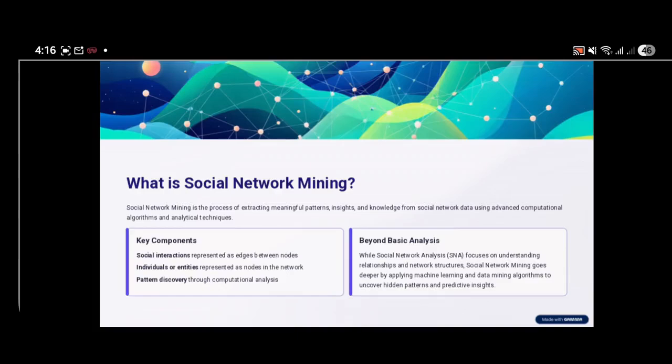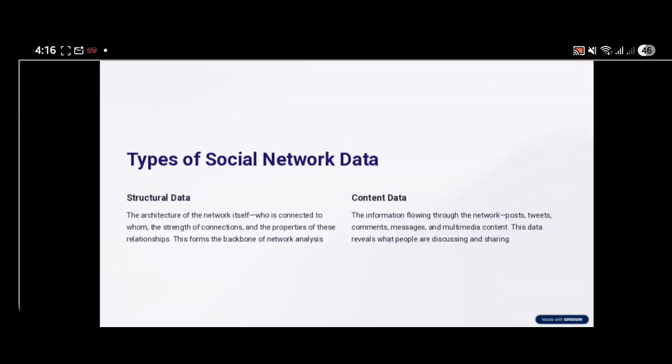Now, you may have heard of social network analysis or SNA. It's important to understand the distinction. SNA typically focuses on understanding the existing relationships and the static structure of the network. SNM goes a critical step deeper. It applies machine learning and data mining algorithms to this data to uncover hidden patterns and, most importantly, to make predictive insights.